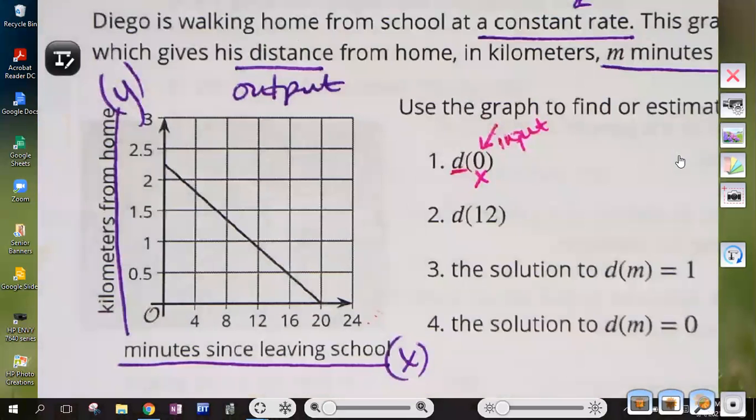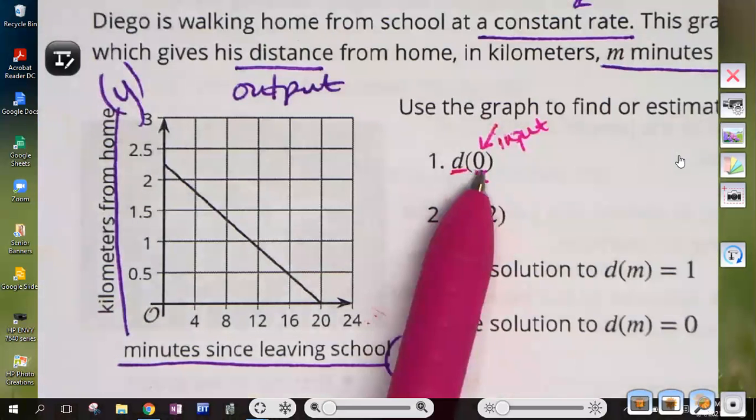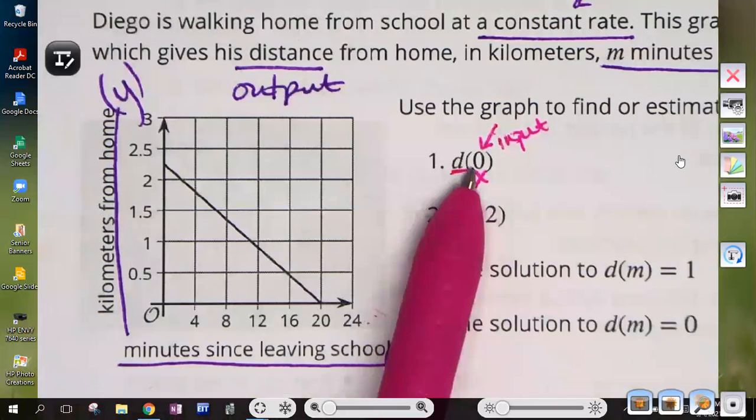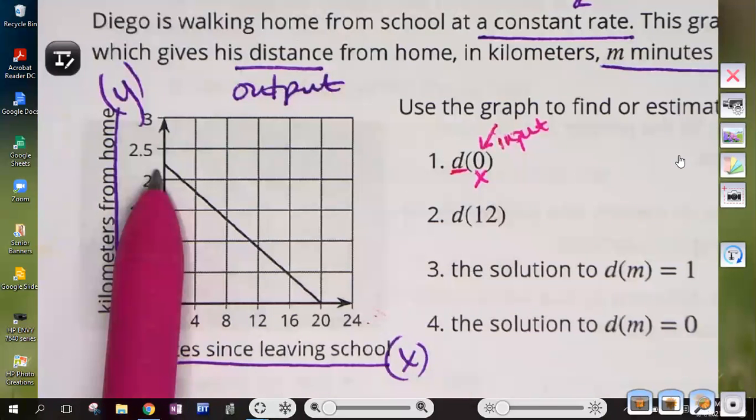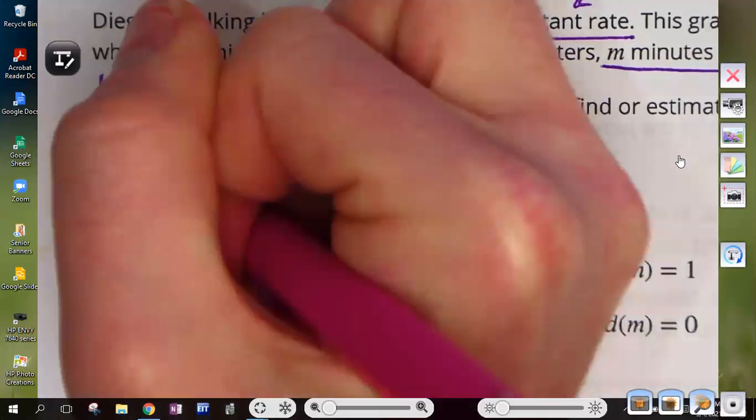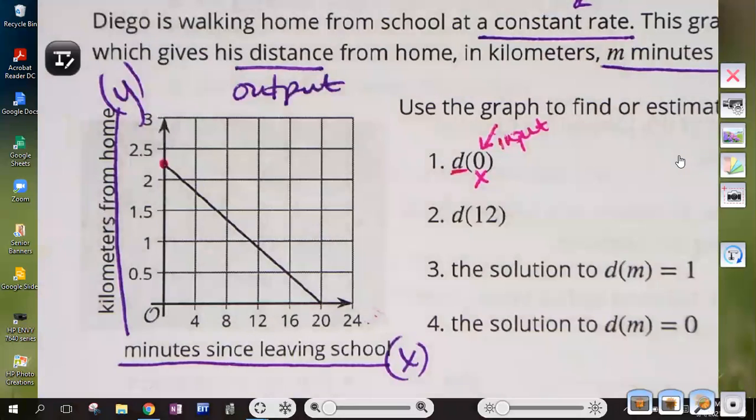Okay. All right, so I'm going to be looking at when my x is 0. So I'm going to go to my graph. Here's my x-axis. I'm going to go to 0, and I'm just going to go until I run into my function. It's about right here. It says to estimate if you have to. So that's about where?